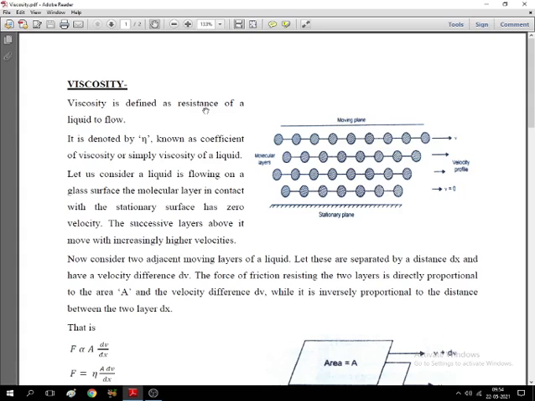Viscosity is one of the properties of a liquid. It is defined as the resistance of a liquid to flow.